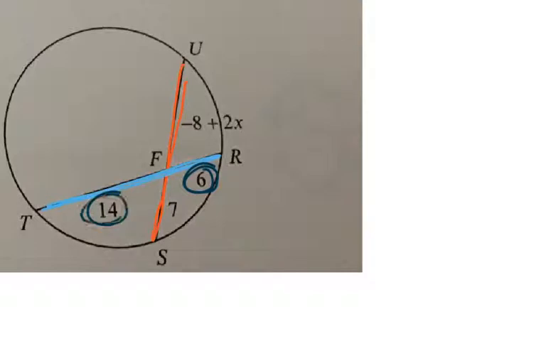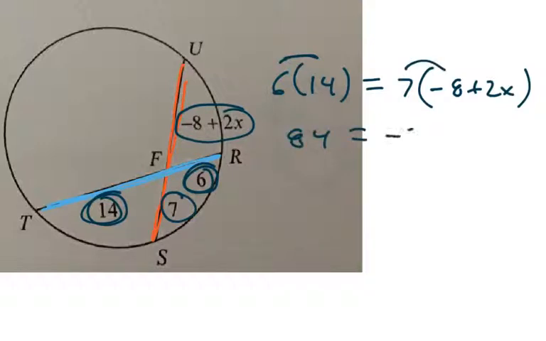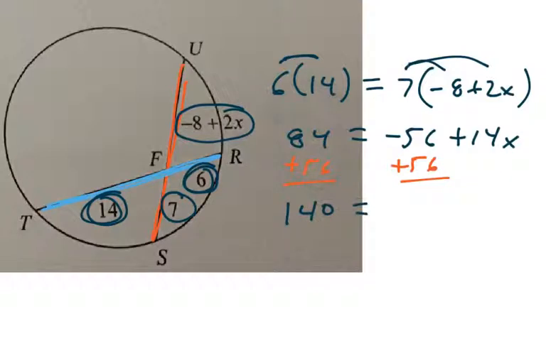I'm going to match up the 6 times the 14. Those are my blue segment parts, right? They're going to equal the red segment parts times together. So I have a 7 times a negative 8 plus 2x. Here, of course, I got 84. Here, I got to do my distributive property, negative 56 plus 14x. I now have to add 56 to start out solving it. So 140 equals 14x. That means x must be 10.